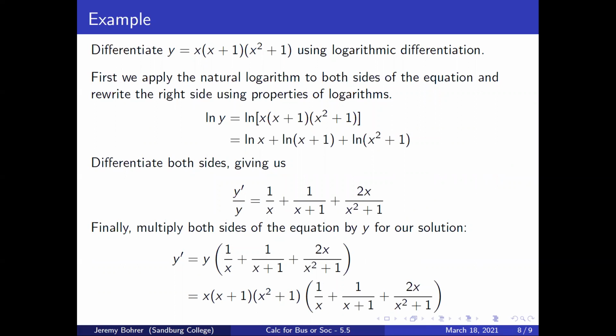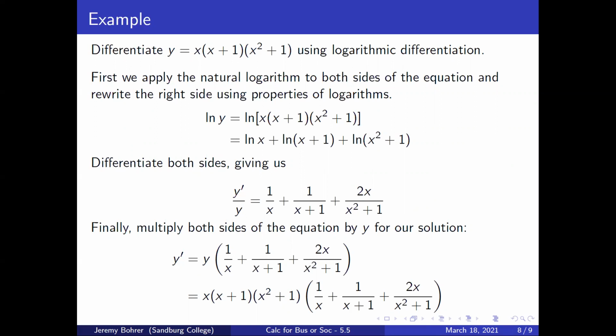Differentiate y equals x times x plus 1 times x squared plus 1 using logarithmic differentiation. First, we apply the natural logarithm to both sides of the equation and rewrite the right side using properties of logarithms. The natural log of y is equal to the natural log of x plus the natural log of x plus 1 plus the natural log of x squared plus 1. Differentiate both sides, giving us y prime over y equals 1 over x plus 1 over x plus 1 plus 2x over x squared plus 1. And finally, multiply both sides of the equation by y for our solution.